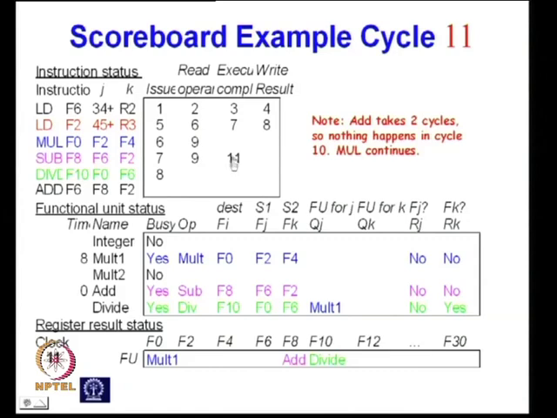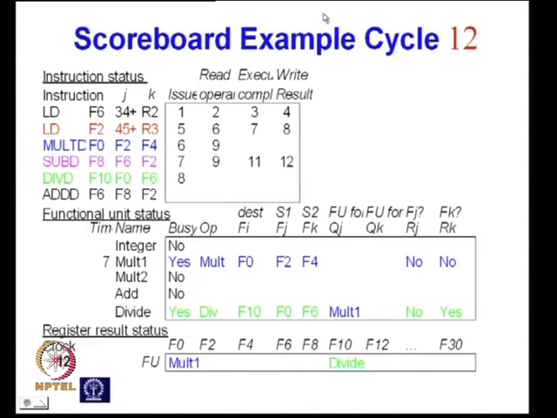In 11 it completes the operation, and writing of the result takes place in F8, and the other things, because the multiplier and divide will take more number of cycles. So, this multiplication will continue. So, we shall go to the 12th cycle, we have skipped a few cycles, and only in the 12th cycle this particular instruction execution is complete.